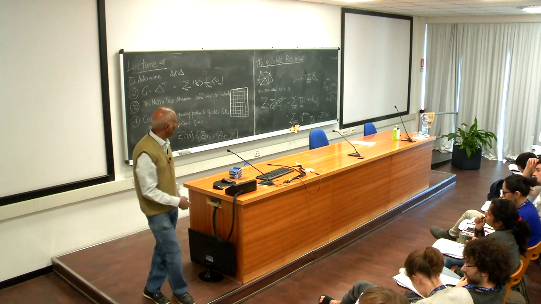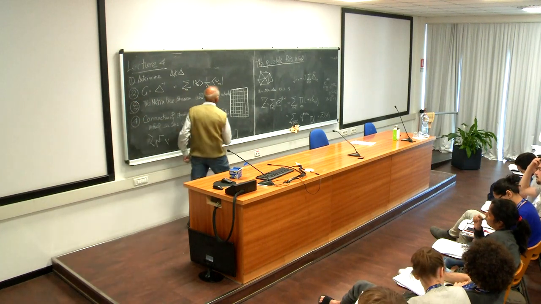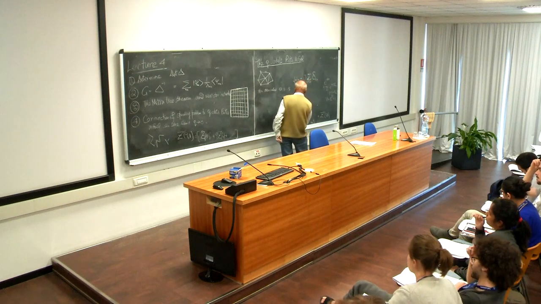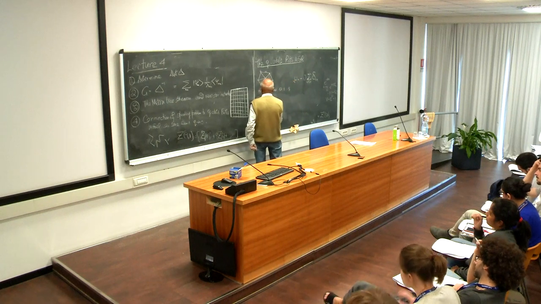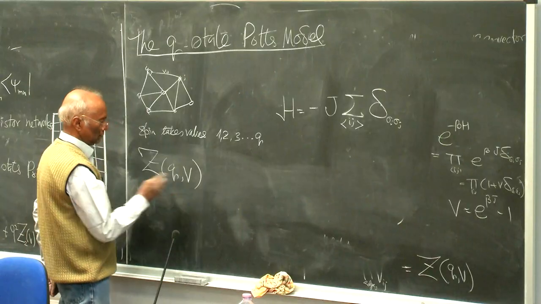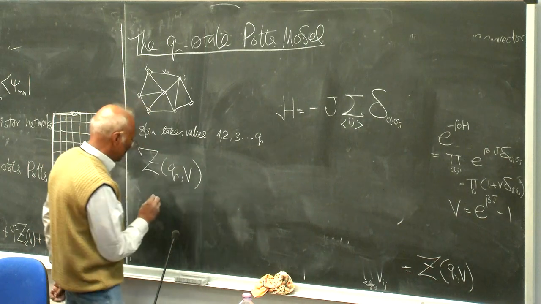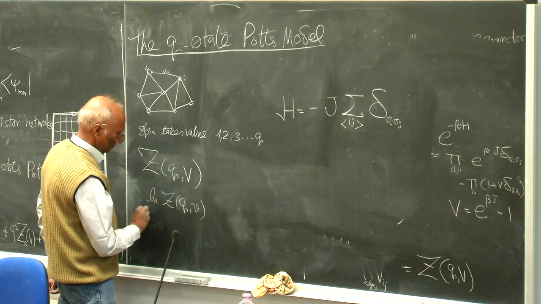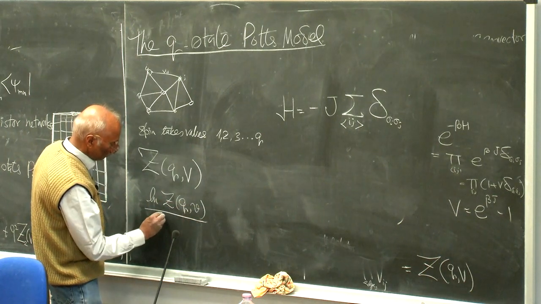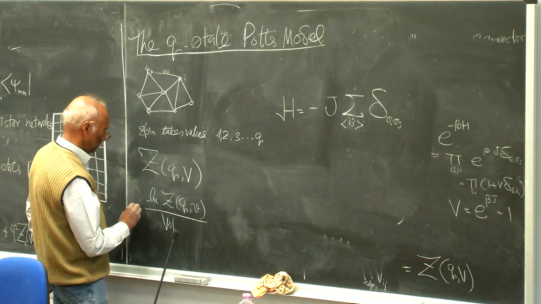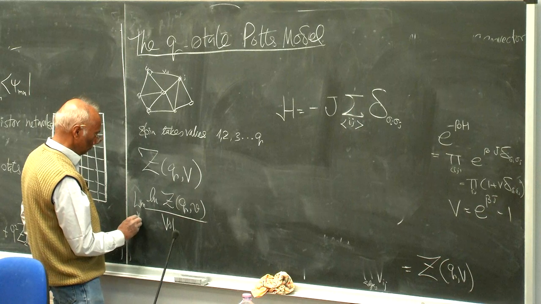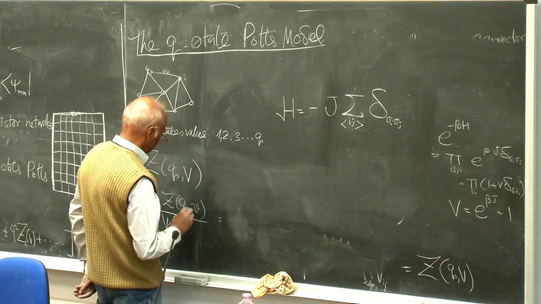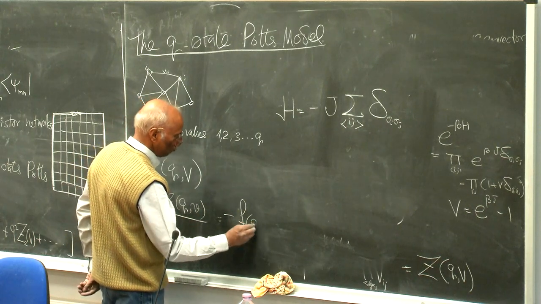Okay? Now comes an interesting idea: you take this Z(q, v), and usually we can do the following. We can take log Z(q, v) divided by the volume of the system, in the limit where the volume goes to infinity, and that gives me minus f(q, v).